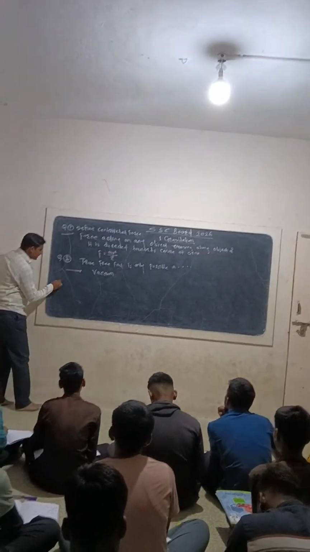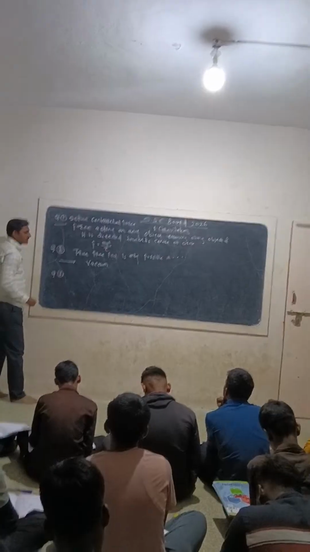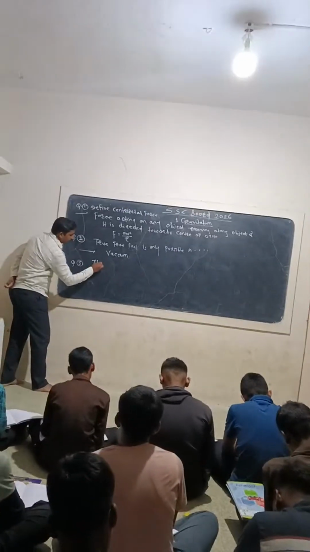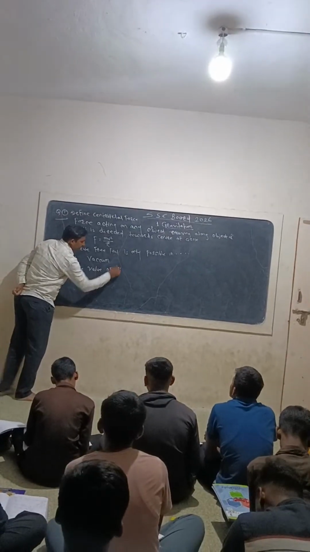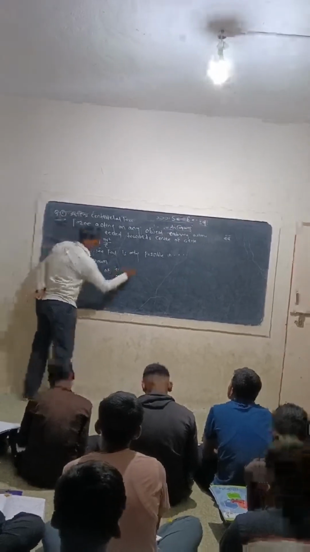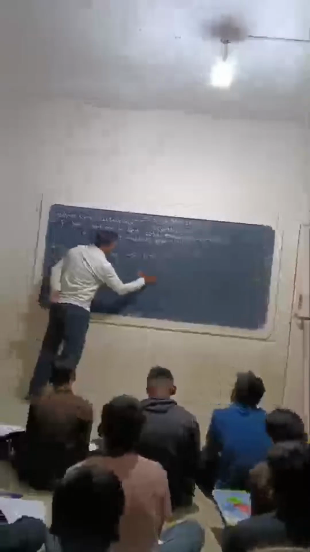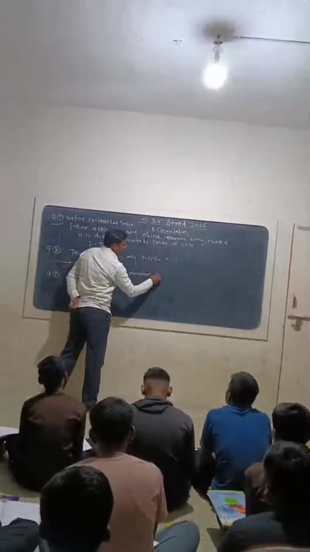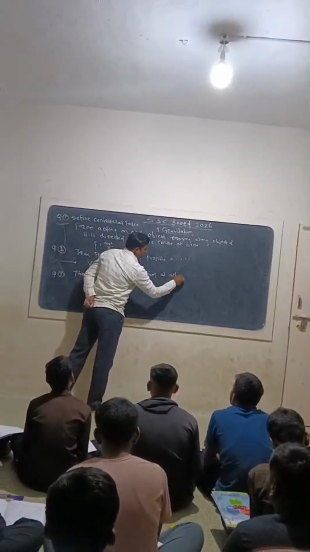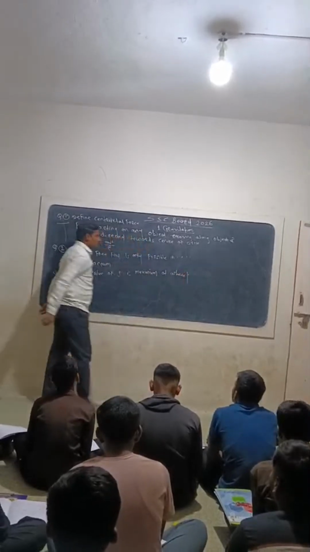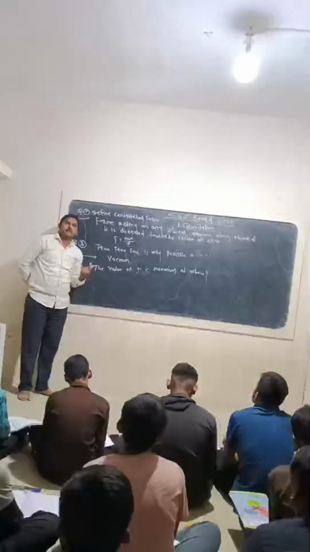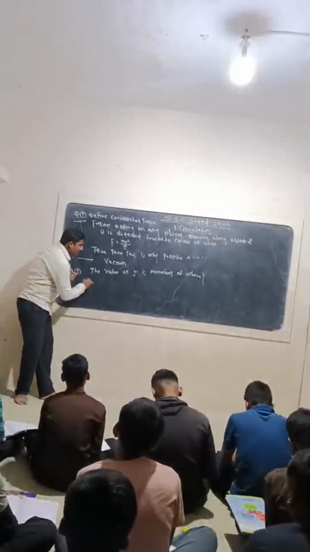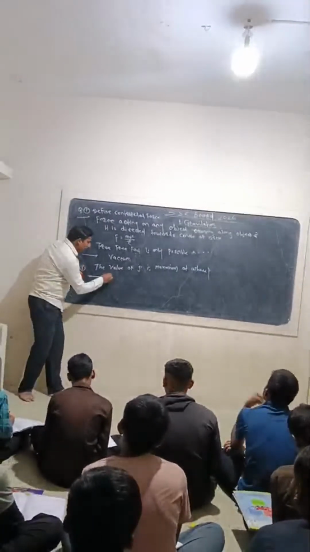The next question, the third MCQ question, is also 1 mark. The value of small g is maximum at where? This is a 1 mark MCQ question. The value of g is maximum at where? The answer is the value of g is maximum at the pole.